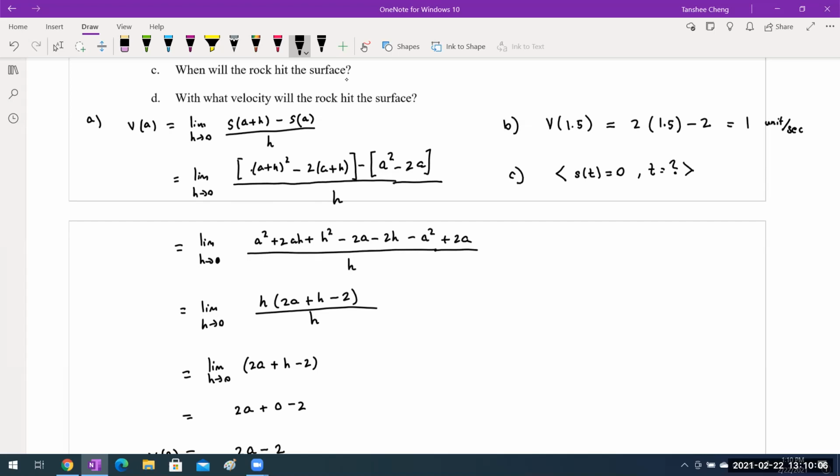So we have a function S of t equal to t squared minus 2t. And when S of t is equal to 0, t is either 0 or 2. And t equal to 0 is the initial point. It's not hitting back to the surface. So therefore, my answer must be 2 seconds. The interpretation is that after 2 seconds, the rock will hit the ground.